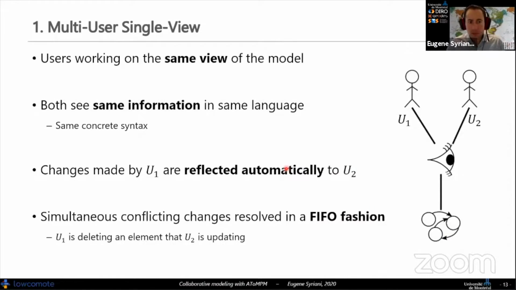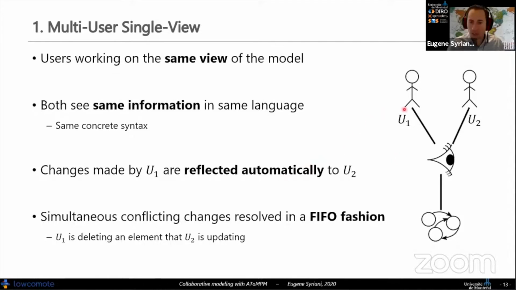So in the multi-user single view model, the users are working exactly on the same view. Therefore, they see exactly the same information in the same language. So typically, we use the same concrete syntax between the two, because it's exactly the same view. Therefore, they are using the exact same concrete syntax. So this is similar to active screen sharing, right?